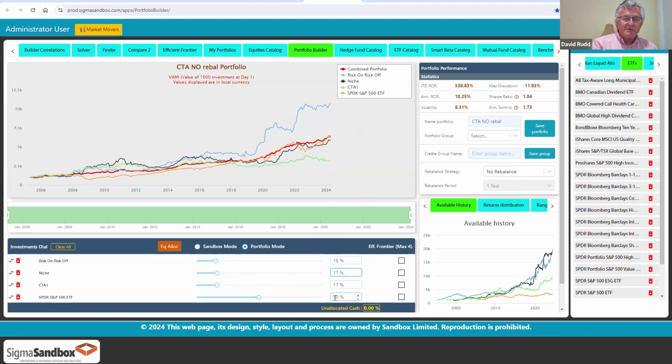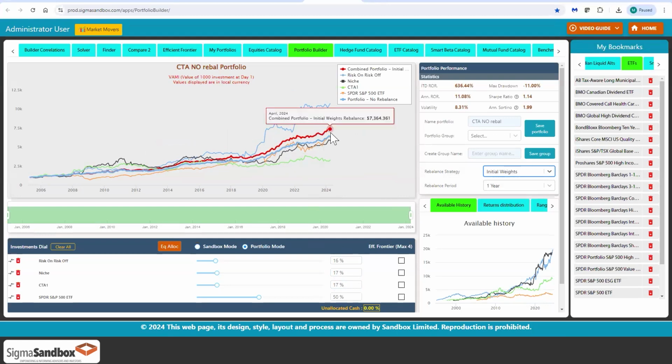50% allocation to the SPDR S&P 500 ETF, SPY, and the balance of 50% is allocated almost equally amongst the three CTAs. And that is a very smooth VAMI line on a portfolio. Absolutely. Right. And I think if you have it set up so it's rebalancing annually. This is not rebalanced yet. Annual rebalance is there. Right.